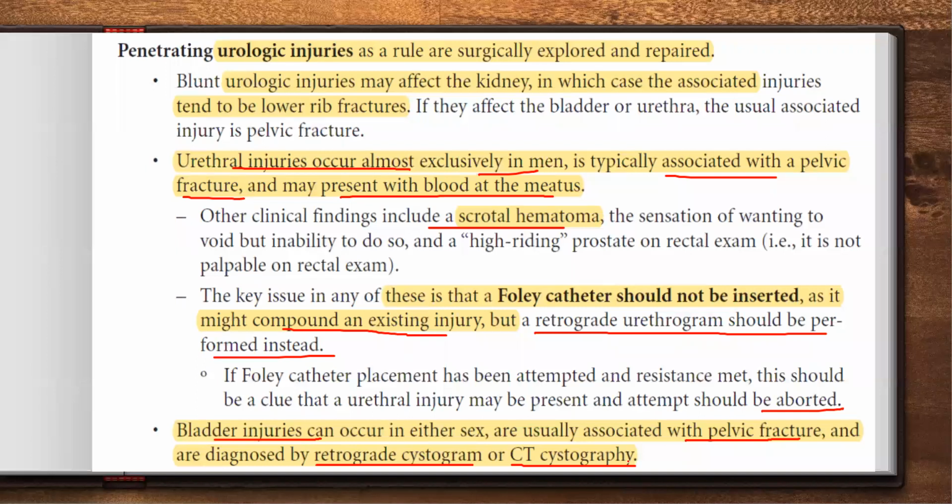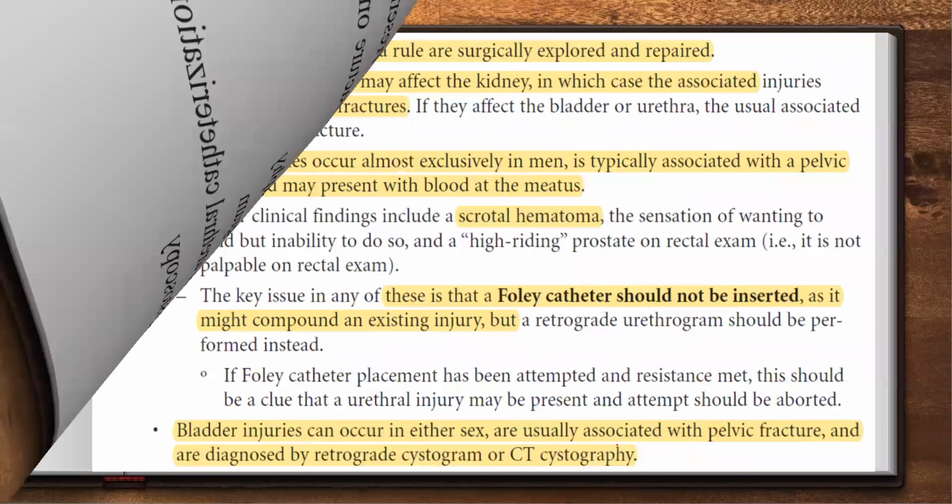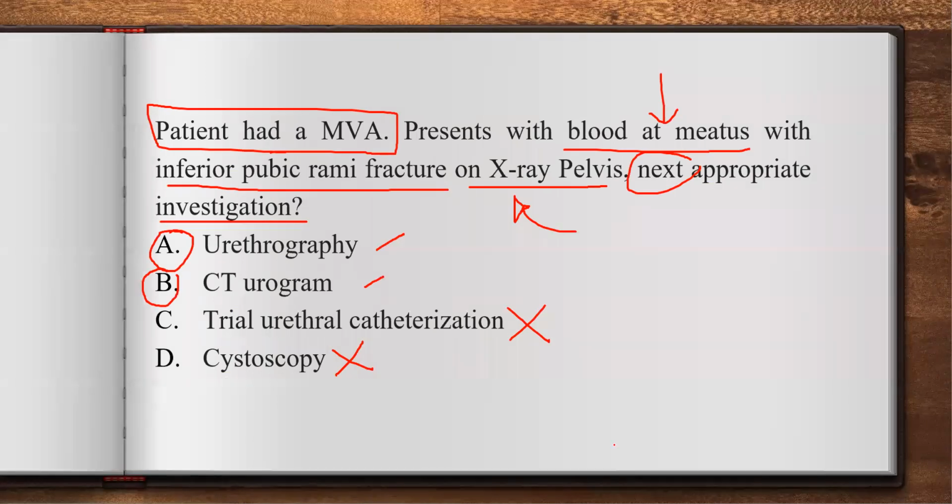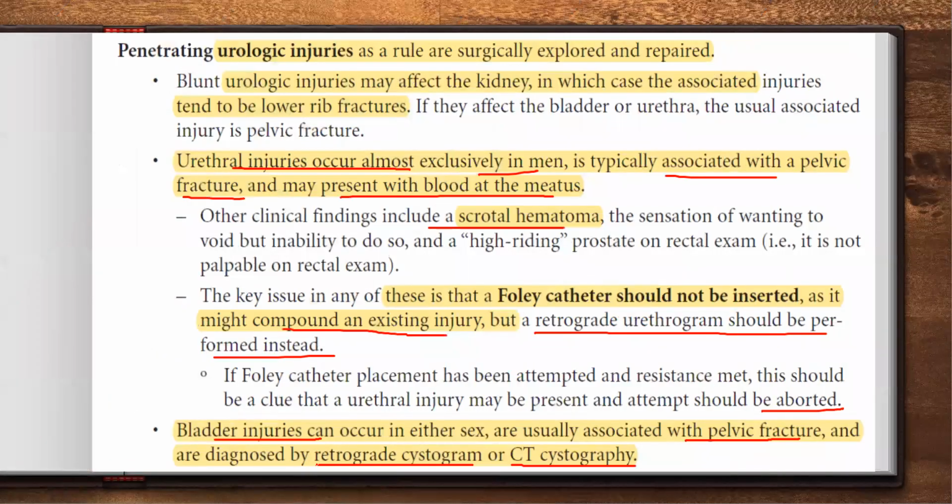Now, in here, if there was an option of retrograde cystogram, that would be a better option, because when you do retrograde cystogram, you're looking for urethra, you're looking for bladder, both. But in here, there is nothing like that. So next appropriate, we are going to do a urethrogram. But my belief is that in any of the other options, you can get a retrograde cystogram. If you get retrograde cystogram, choose that. Or even a CT cystogram or cystography, choose that.